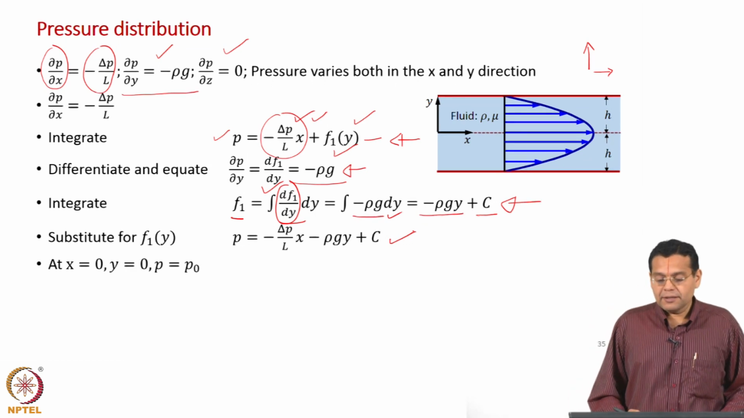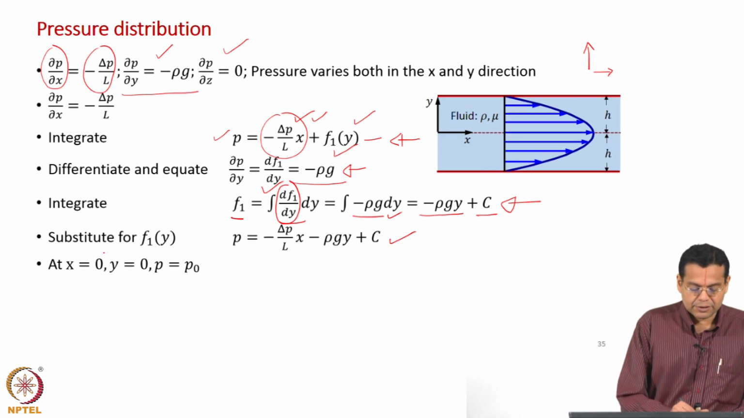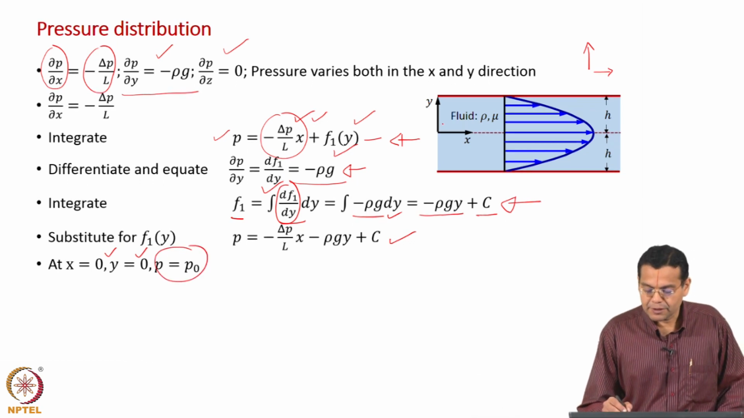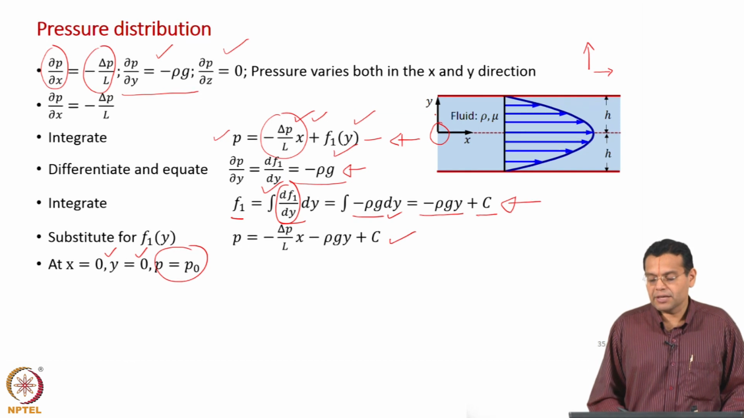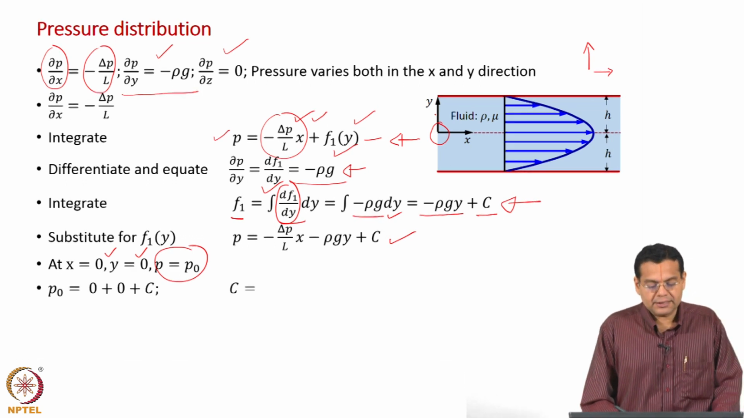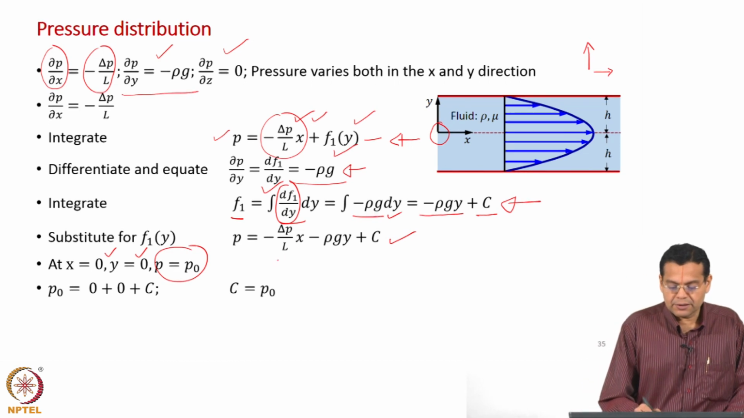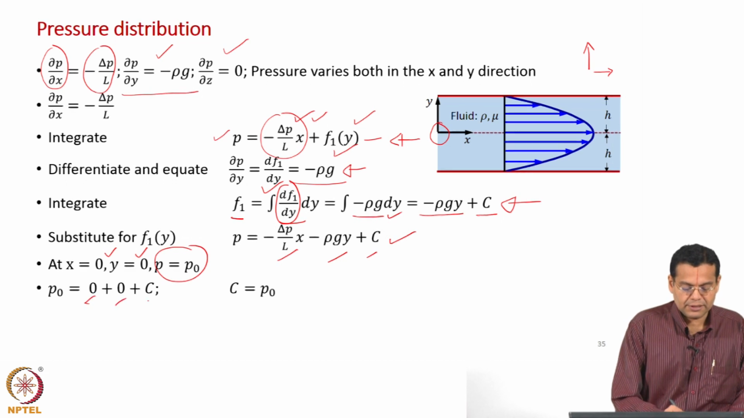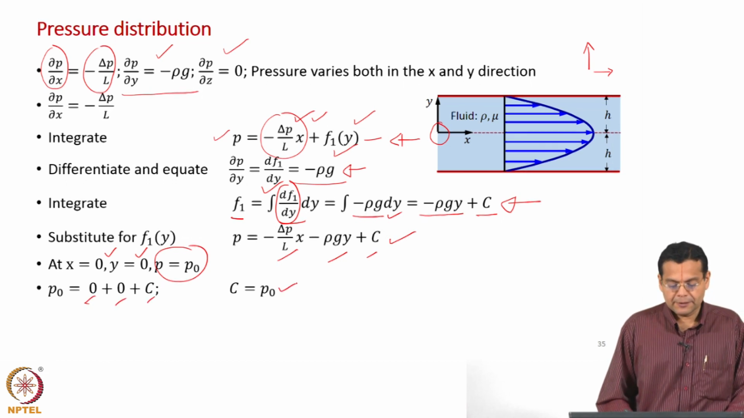Now, we will have to be given a value of pressure at some point. Let us say at x equal to 0, y equal to 0, we have p equal to p naught. What is that point? This point. Let us say the beginning of the channel we denote as x equal to 0, the center line is of course y equal to 0. So, at that point the pressure is p naught. So, let us evaluate the constant. Left hand side p naught, this is 0, this is 0, and then we have c here. So, the constant is p naught.